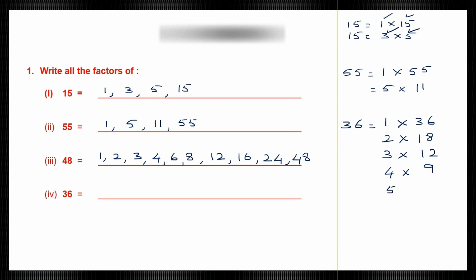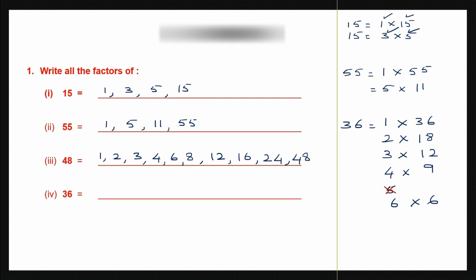5 into what? 5 into nothing. Now 6 into what will give us 36? 6 sixes are 36. So once we reach a number that's already there, see we did 6 sixes, 6 is already there. That means there are no more factors after this.